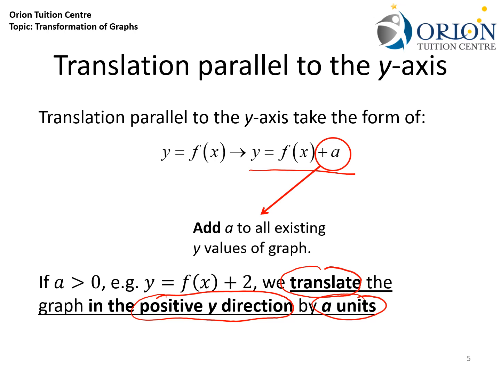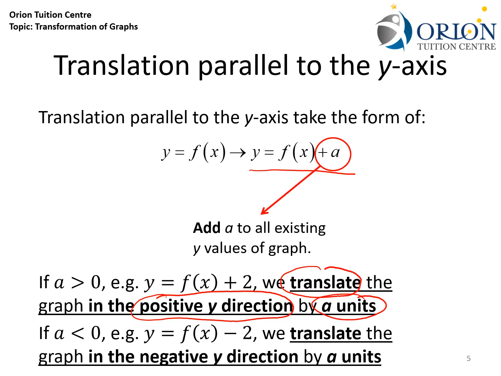So there are three components in how we describe this transformation. Number one, what kind of transformation it is. Is it a translation or a scale? Number two, the direction at which this transformation is occurring, in the x direction or in the y direction, or in the negative x direction or negative y direction. And number three, the magnitude of this transformation. How large or how small do we transform this graph? That depends on the number of units that we are going to transform. Similarly, if we have a negative value of a, we will translate the graph in the negative y direction by a units.